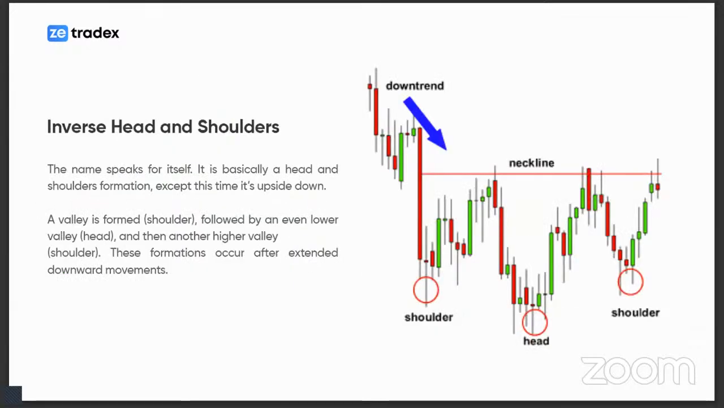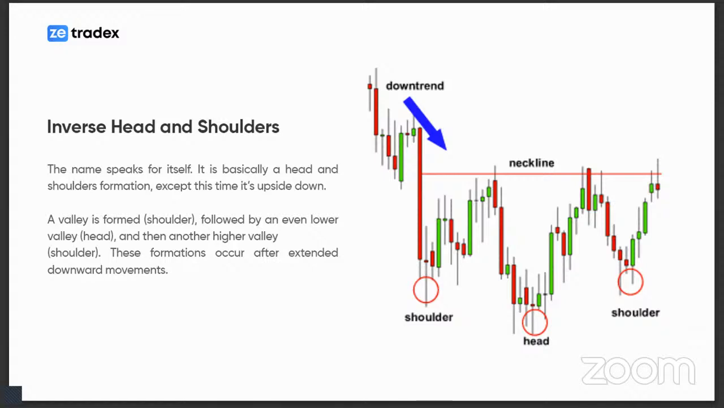Now, the inverse head and shoulders, the name speaks for itself. It is basically a head and shoulders pattern, except this time it's upside down. A valley is formed, followed by an even lower valley, the head, and then another higher valley. These formations occur after extended downward movements. You see a downtrend happening, you see double shoulders with a head pattern, and then a reversal upwards.